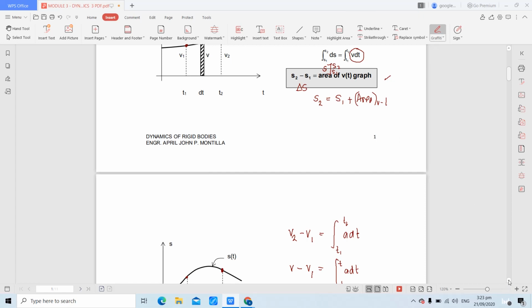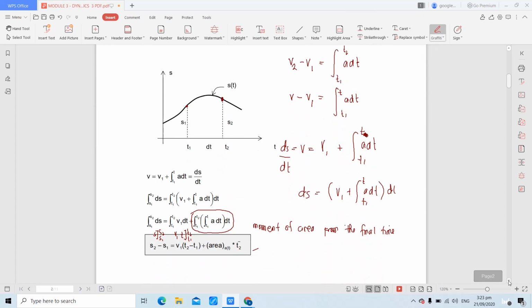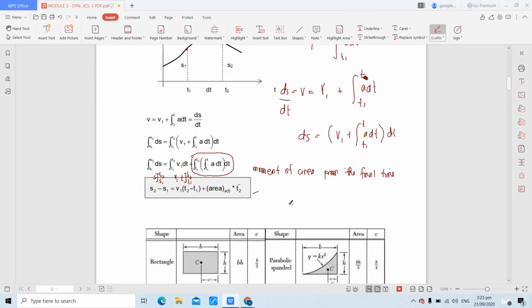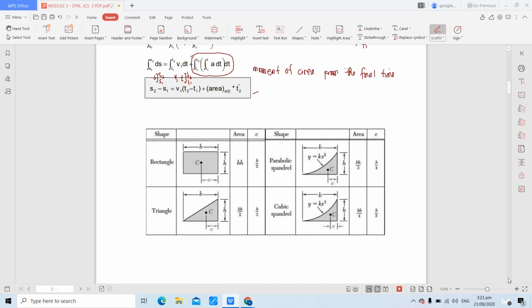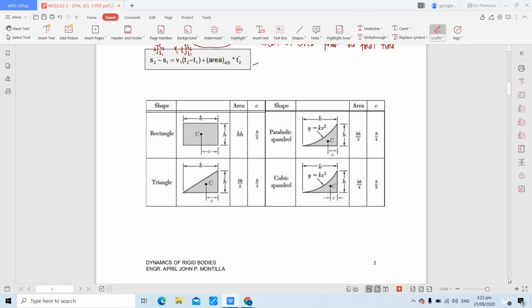Mamaya ipapaliwanag ko mismo kung ano yung kaibahan ng dalawa, kung kailan natin gagamitin to formula na to at kung kailan magagamit yung formula na ito. So, yun lang po. Tatlong formula po yung gagamitin natin: isang formula ng change in velocity and dalawang formula ng change in position. So, iikot lang tayo dun, guys. And also, you need to familiarize yourself with respect to these properties of areas. Sa curve ng ating motion ng particular body, usually ito yung mga makikita yung graph.